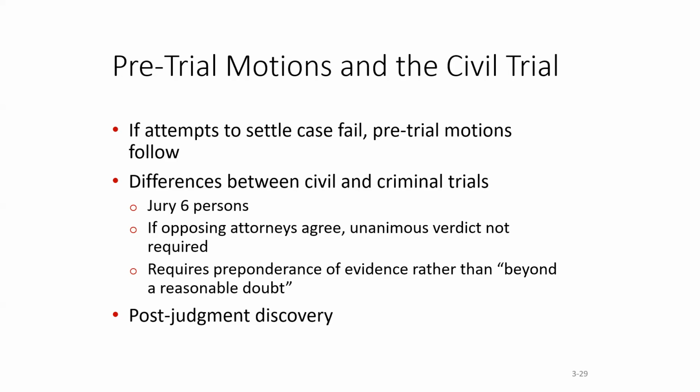While many aspects of the civil trial mirror that of the criminal trial, there are a few important differences that exist. First, there's smaller juries, in most cases just 6. And if the opposing attorneys agree, a unanimous verdict is not required. As long as there's a majority, 4 out of the 6, then that's who would win the trial.